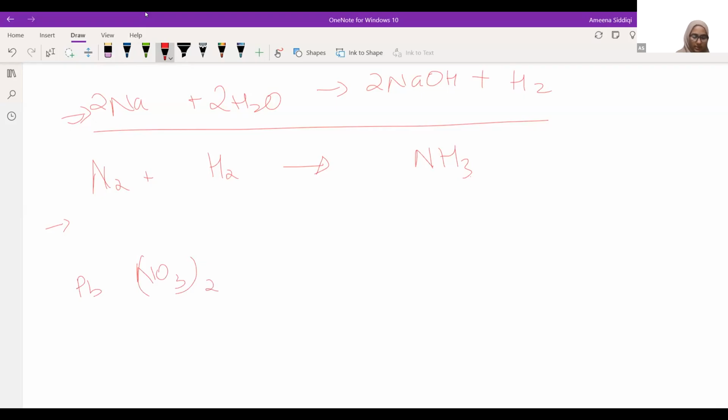This is what? Lead nitrate gives you lead oxide plus nitrogen oxide plus oxygen. Just try to balance the equation. But Afrin, done with the first one, N2H2? Yes. Okay, but can you tell me the answer, Afrin? The correct balanced equation?